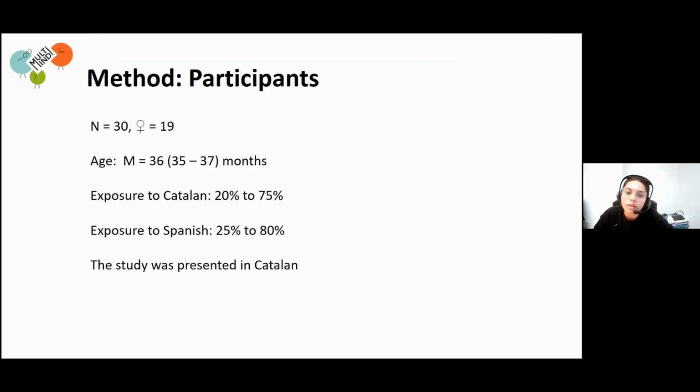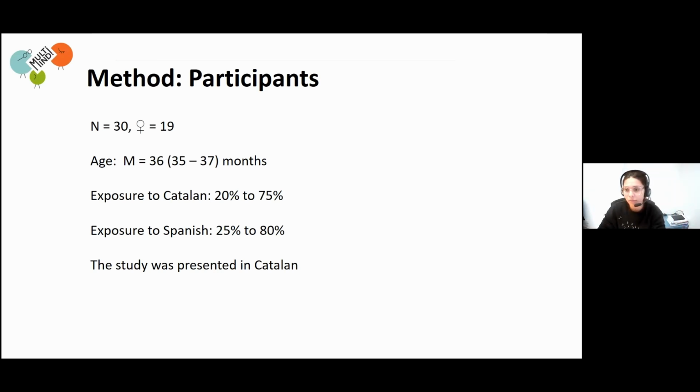For analysis, we included the data of 30 participants, 19 of them females or girls, aged 3 years more or less, who were exposed at least 20% of the time to Catalan, and at least 20% of the time to Spanish. The experimental session was carried out mainly in Catalan.